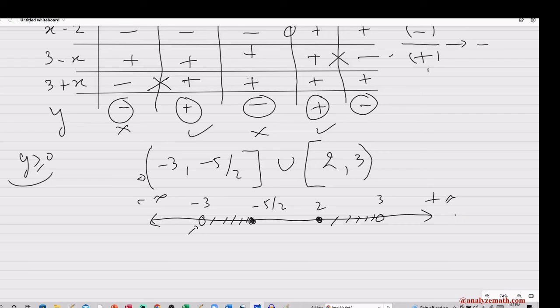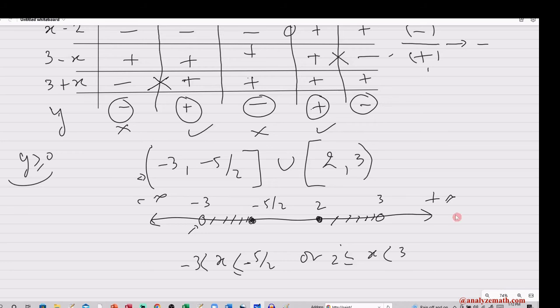Now we are going to look at the third form, which is using the inequalities. x bigger than minus 3, strictly, less than or equal to minus 5 over 2, or x greater than or equal to 2, less than 3. So interval form, graphical form using the number line, and the third form using the symbol of inequality.